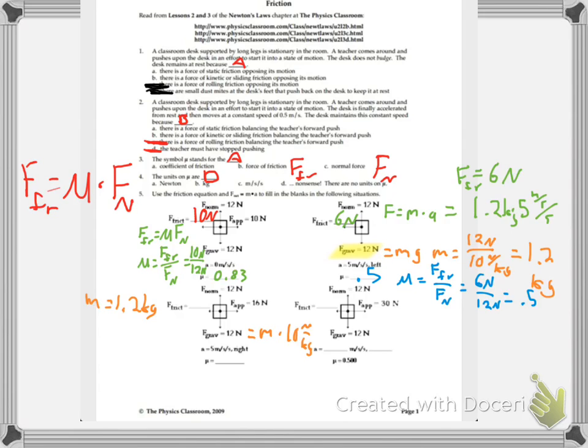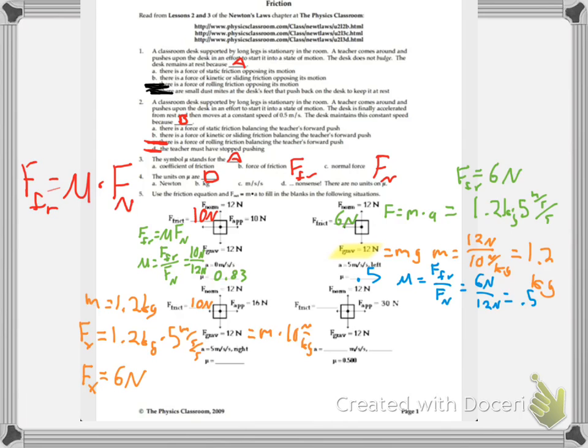Now we're going to use our net force equation. So our net force in X will equal the mass, 1.2 kilograms, times that acceleration, 5 meters per second, to get a net force in X of 6 newtons. So if our net force in X is 6 newtons and it is accelerating to the right, that means the applied force must be 6 newtons greater than the friction force. So since our applied force is 16, 16 minus 6 is 10 newtons.